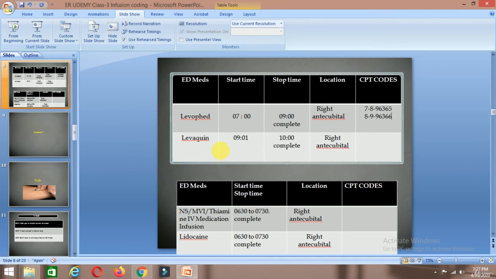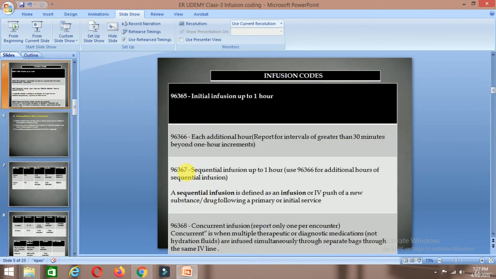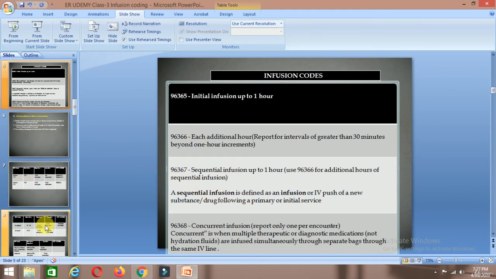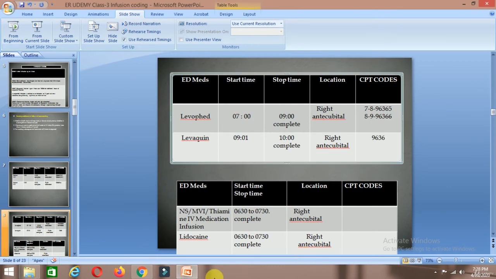And see here from 9:1 to 10 o'clock a different drug. As I told, right, sequential infusion. So whenever a new drug is running following the primary service, that is after completing the initial, a new drug is running. New drug is running means what I have told, right? Sequential. Whenever a new drug is running following the primary or initial service, we have to code 96367. It is running for 60 minutes only. Suppose if additional hours it is running, we have to code 96366, but here only 1 hour it is running, so we have to code only 67. So this is a new drug which is running following the initial service, so we have to code 96367.